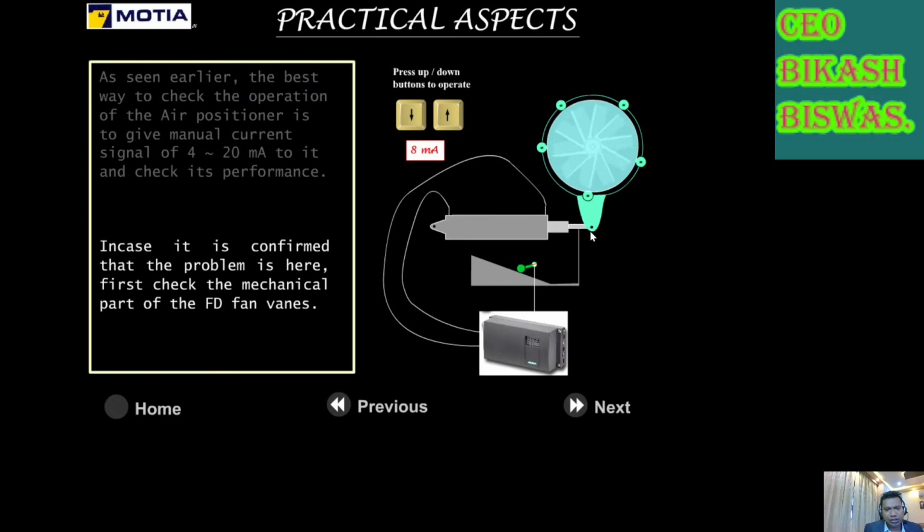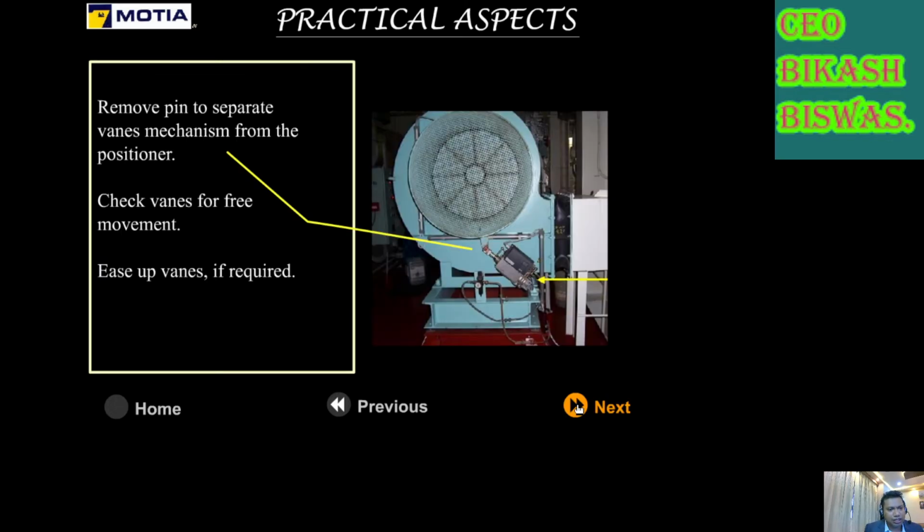When you are confirmed that you have made it free, you connect it, start it again and give the signal. Put it on manual, increase the current signal, and check whether it is moving freely and giving you the corresponding feedback with respect to the movement of the actuator. So let's see how we do it.